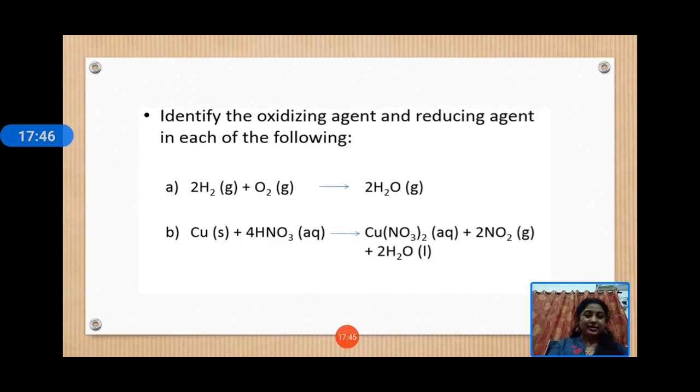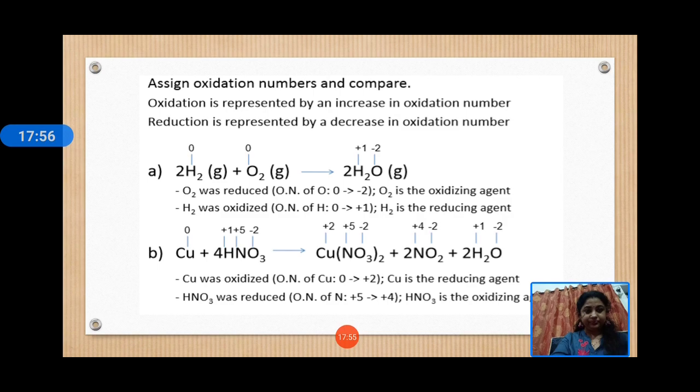Identify the oxidizing agent and reducing agent in the following. 2 more reactions are here to find out the oxidizing and reducing agent. Let's see the solved one. This is your reaction. I have assigned the oxidation numbers. In the first reaction, 2H2 plus O2 gives 2H2O. Hydrogen 0, it is becoming +1. Oxygen from 0, it is becoming -2. So it is clear, oxidation number increasing, oxidation number decreasing, reduction.